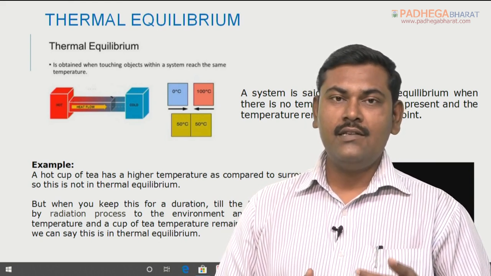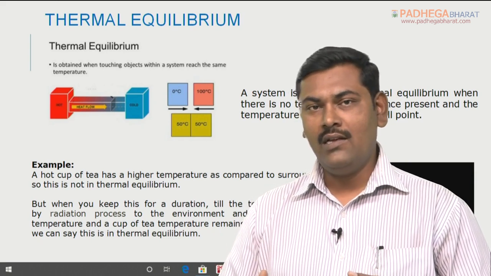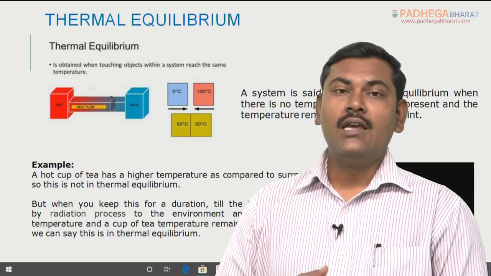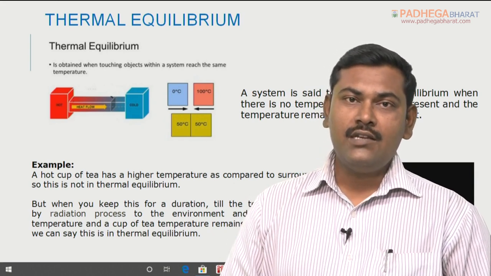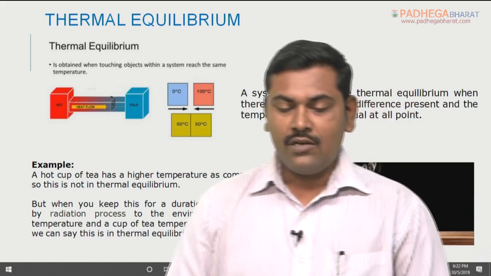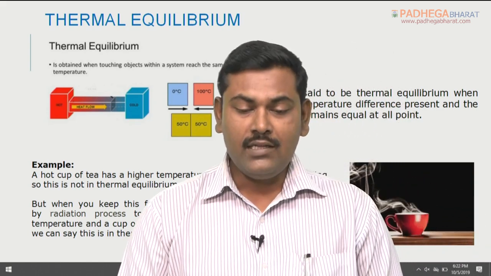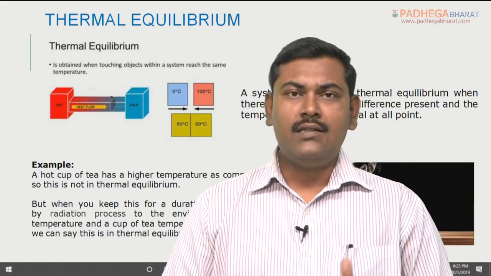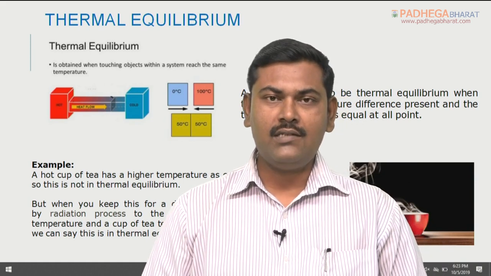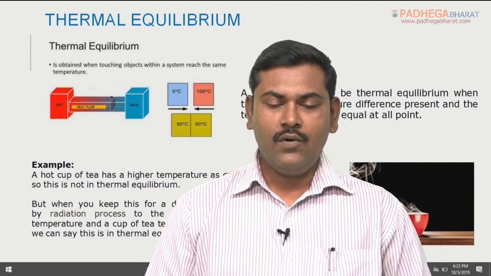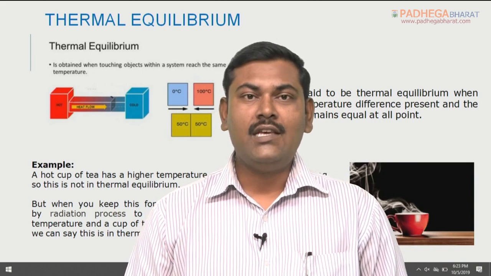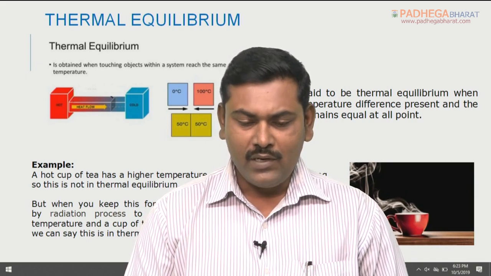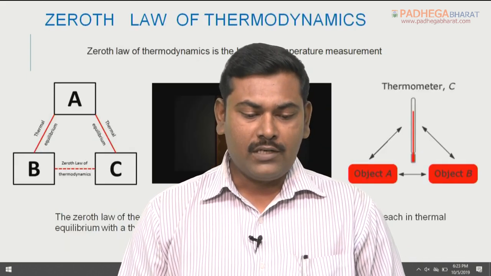The 100 degrees Celsius body will slowly keep on cooling. At the same time, the body at 0 degrees Celsius will go on heating up, and this process will continue until the temperatures of both bodies become the same. In this case, that would be 50 degrees Celsius. When two bodies are in contact with each other and both have the same temperature, we say that these two bodies are in thermal equilibrium with each other. It is a very simple concept, but very important.